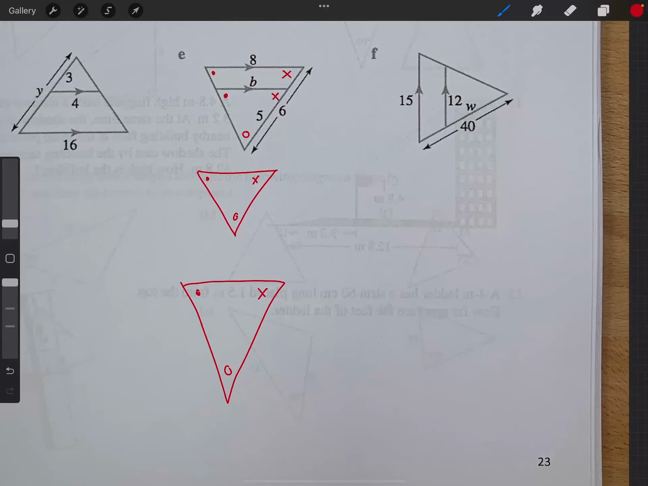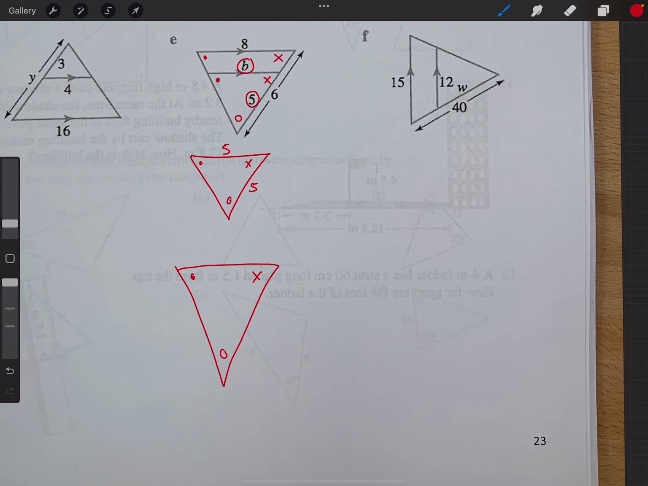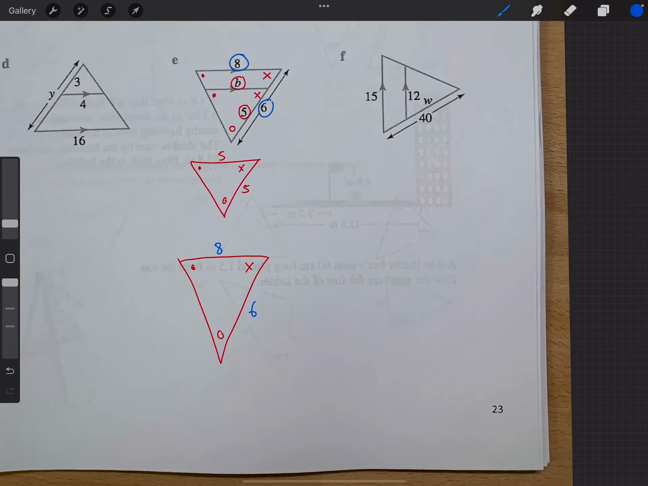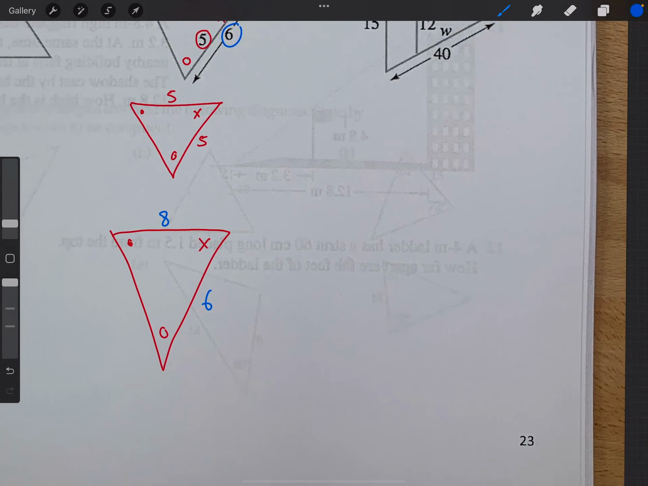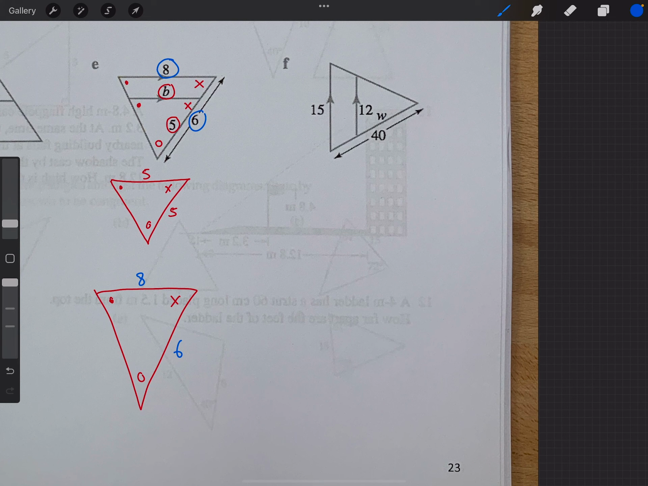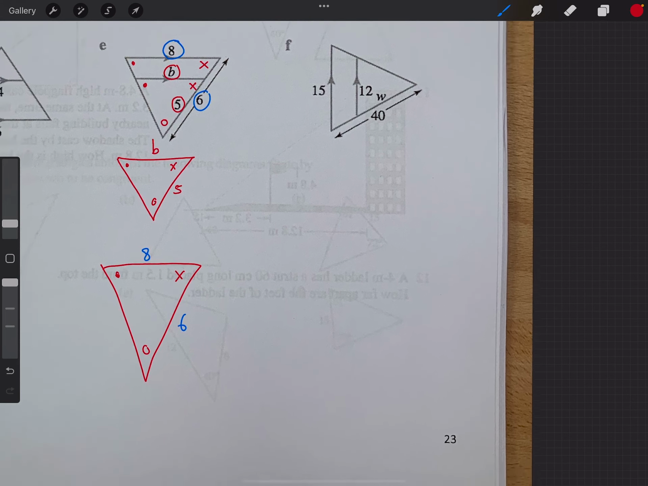Okay, so let's look at the small one. The small one has a length b, and this is length 5. We don't know the other one, we don't need to worry about that. Now the big one has an 8 as that one, and 6 as this one. Hold on, this is not 5, sorry, that's my mistake. This is supposed to be b.